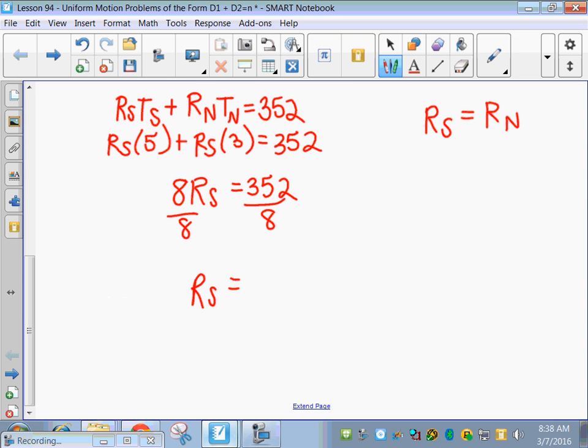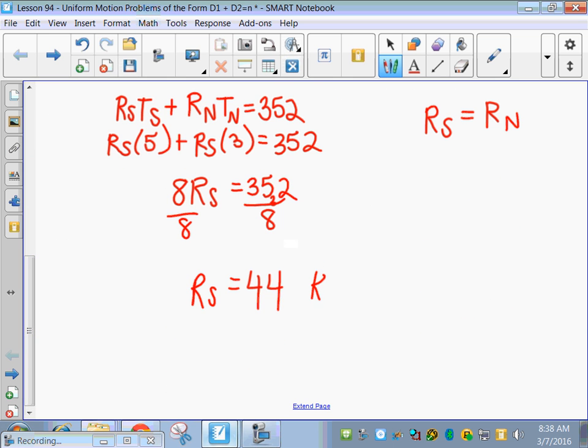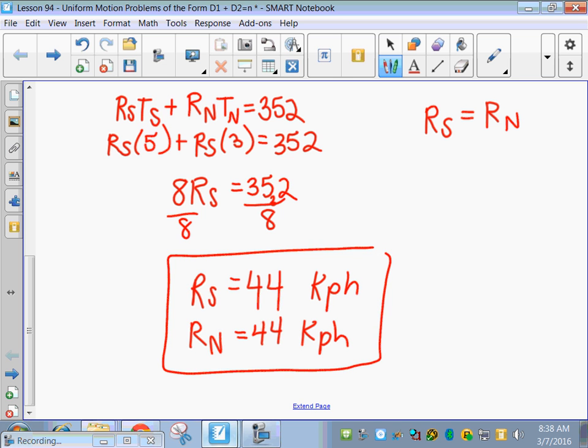So let's see, 8 goes into 32 how many times? Okay, 35 minus 32 is 3. So we have another 32. 8 goes into that 32 4 times. And we were in kilometers per hour. And because it asks for both rates, we also need to say the northbound rate is the same since they're equal to each other. Makes sense?